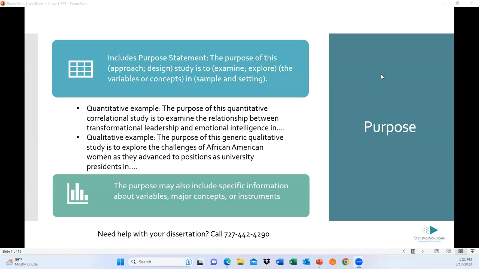The purpose statement begins the purpose section. The purpose section can also include things like specific information about your variables. There may be some definitions about your variables, identifying which one's the independent, which one's the dependent. They talk a little bit about your major concepts, or even mention the instruments that you're going to use. And again, this is not a long section. It's maybe a paragraph, maybe a couple.